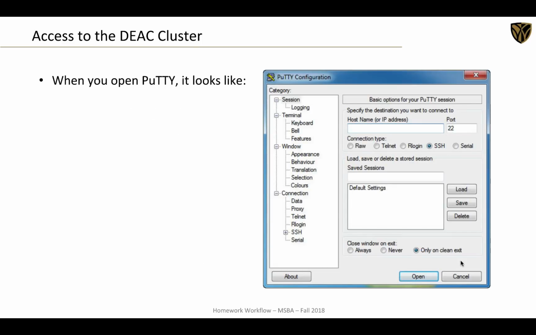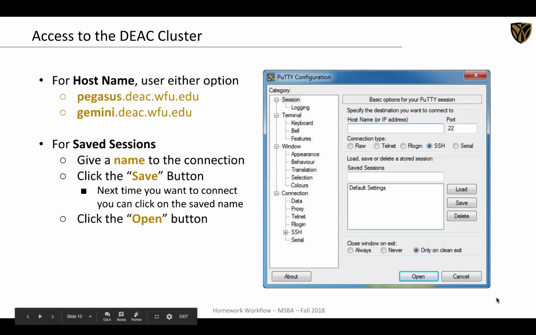When you open PuTTY, it looks like the window shown here. If following along, pause the video now to ensure PuTTY has been downloaded and is up and running. To connect to the cluster with PuTTY, we'll first need to give a hostname. This should be either of the two head nodes mentioned, pegasus.deac.wfu.edu or gemini.deac.wfu.edu. Please remember, you will need to type the entire hostname to connect.